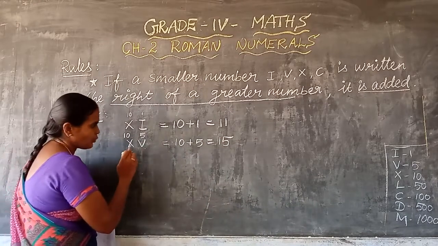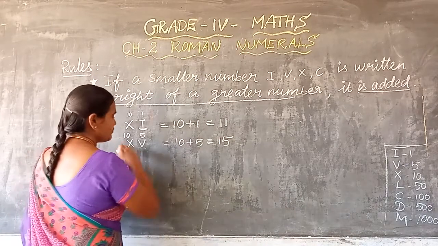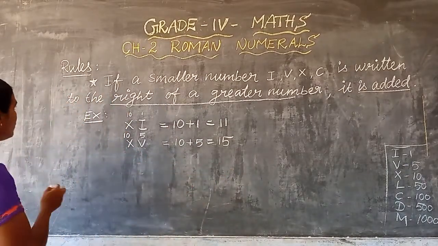So here, the Roman numbers given, first you find out which one is the greater number. Greater number, right side we have small means addition. Okay, next rule.